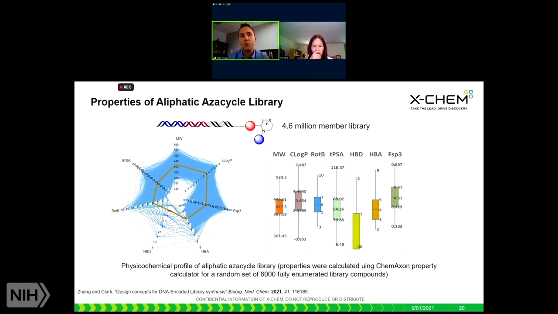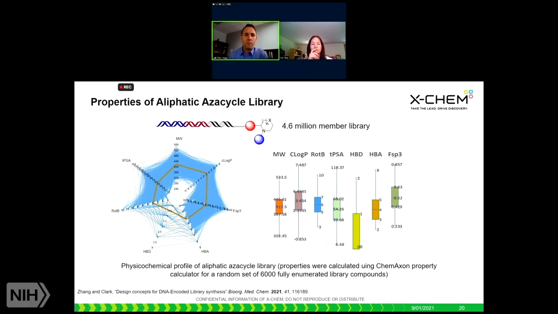In a similar vein, we can look at aliphatic azocycle libraries. Here's an example of one of those, where we incorporate 2 cycles of building blocks, a high number of building blocks in each. We're getting about a 5 million member library. Again, showing the property ranges on the left and right-hand side. Here, again, the property ranges are in very good space for a medchem campaign to start.